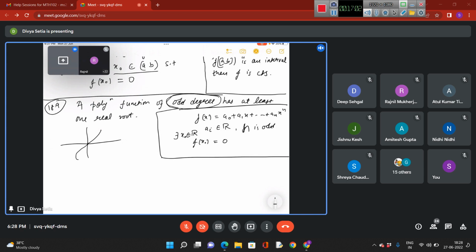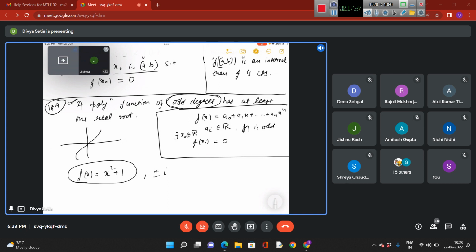And see, the odd degree is important. It happens only in the odd degree polynomial case. Suppose you take an even degree polynomial, say x square plus 1. Does it have a real root? What are the zeros of this polynomial? Plus minus iota are the roots, right? These are the two roots and none of them is real.